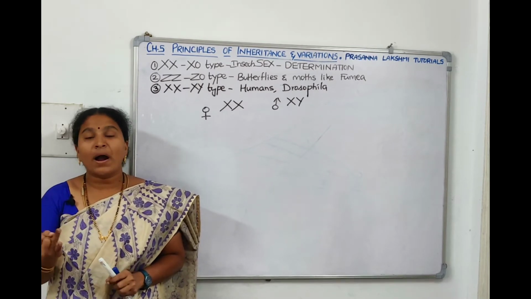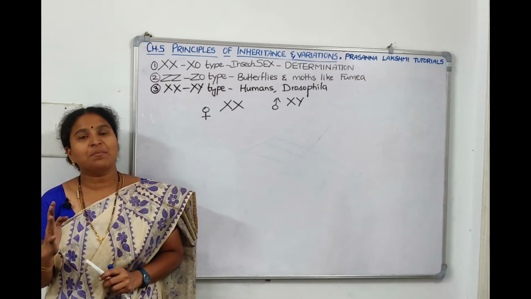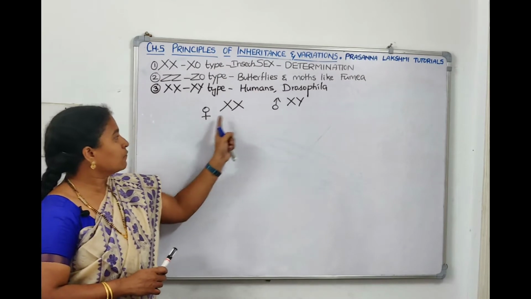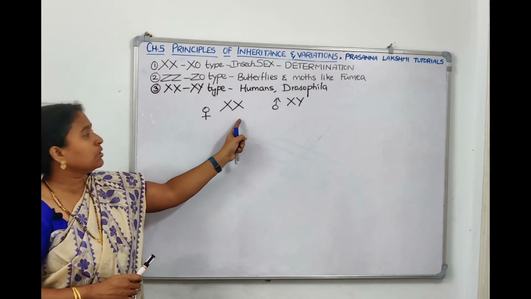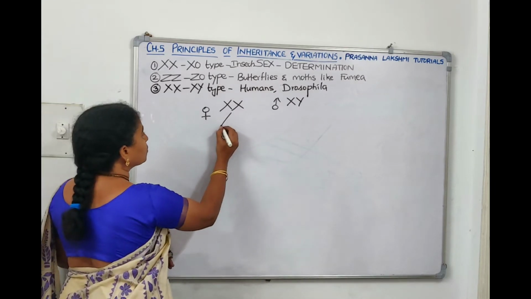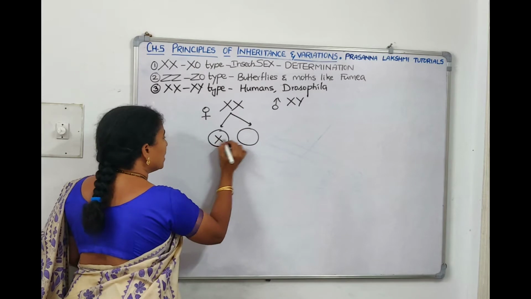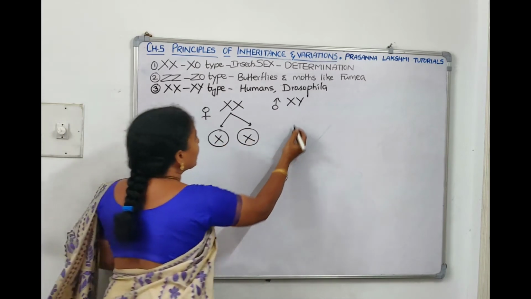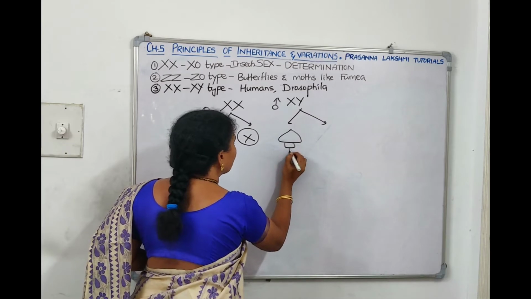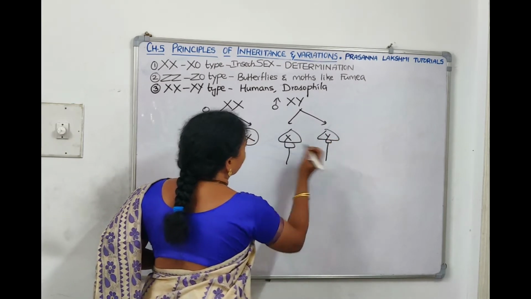So X, Y, Z, W are allosomes. A and A, if we write, means they are autosomes. Now in XX and XY sex determination, females have XX allosomes, males have XY allosomes. So females will produce only eggs having X, whereas the males will produce two types of sperms, one sperm having the X chromosome, the other sperm bearing the Y chromosome.